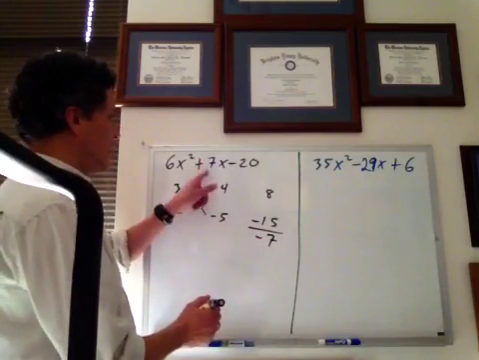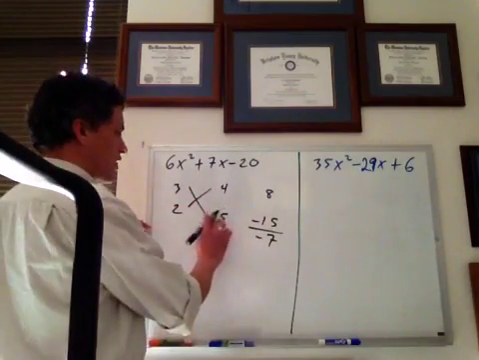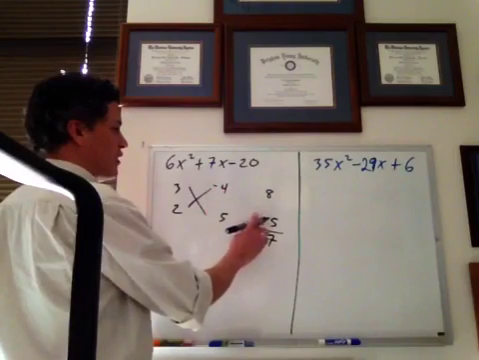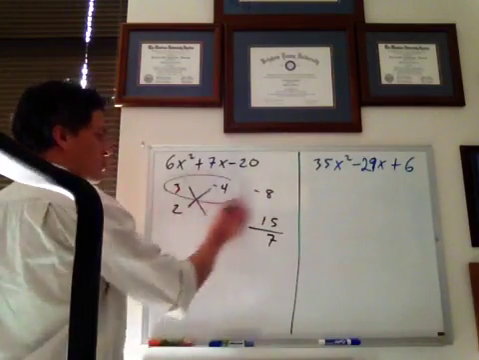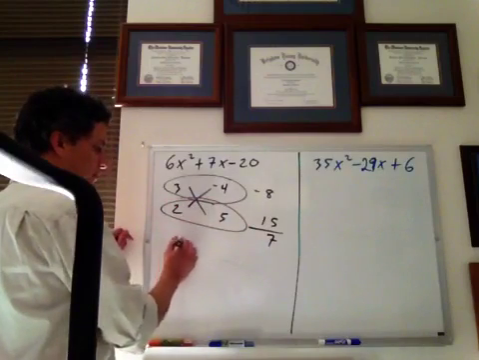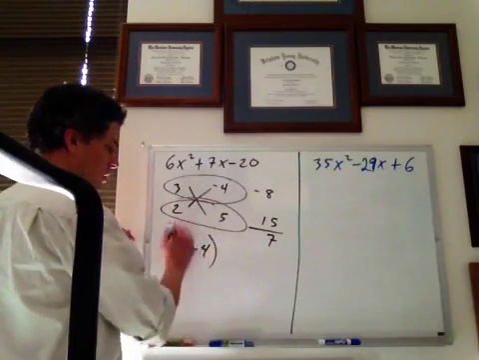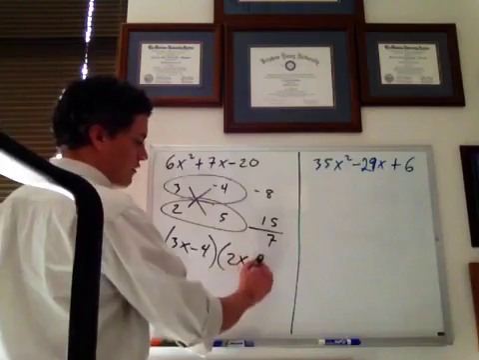I got negative 7 here. I need a positive 7. So that's just telling me to change my signs there and there. And that makes this guy positive. So as it turns out, those are my factors. 3x minus 4 and 2x plus 5.